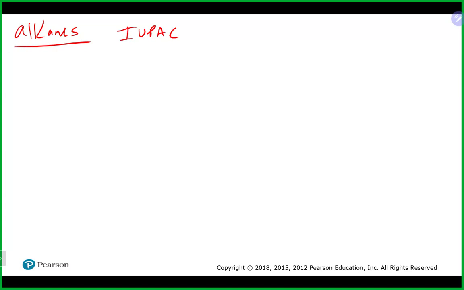There are a lot of organic compounds that do have some historical names that they still use. Also, just some common names as well. But I would say most of the time you should shoot for the IUPAC way of naming.